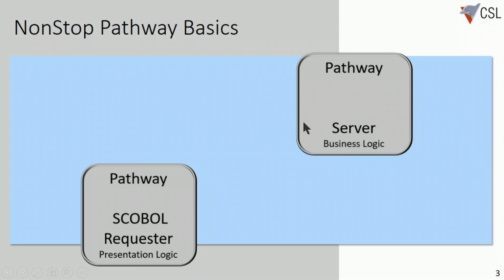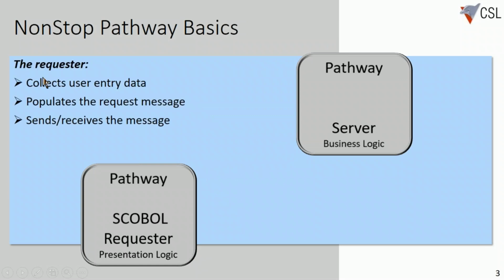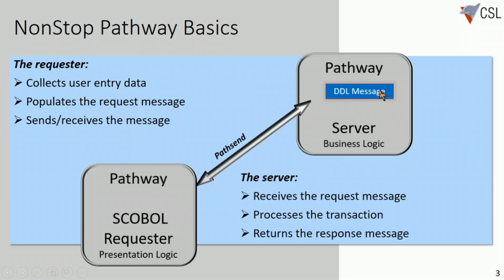Now we want to do that without making any modifications to the pathway server. So that means we have to interface with it exactly as it's currently expecting a SCOBOL requester to. That's why it's kind of important to know this basic information. So if we look at it, the job of the SCOBOL requester is to collect user information, populate the request message, and send that message up to the pathway server. Now, that message has to conform exactly to that structure that the pathway server is expecting. So that's usually provided in a DDL, data definition language file. That means that whatever we produce and send to it is going to have to comply with that.